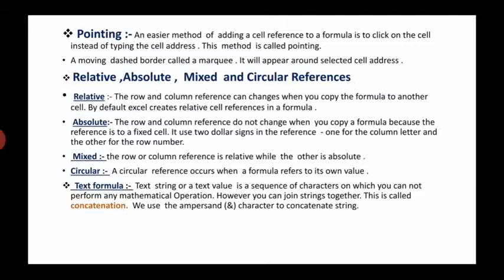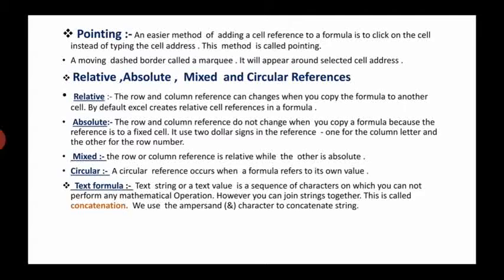Now the next topic is relative, absolute, mixed and circular reference. First of all, we discuss relative reference. In this, you can drag your mouse pointer over a cell range. Its address will change relative to the position. That's why it is called a relative address. So the row and column reference can change when you copy the formula to another cell. Remember, this is the default cell reference.